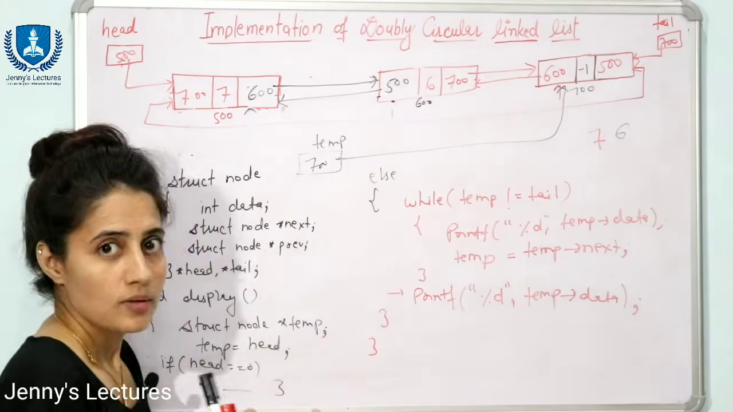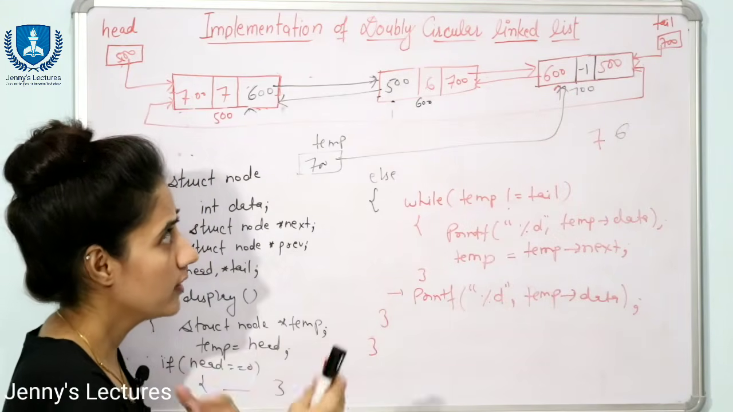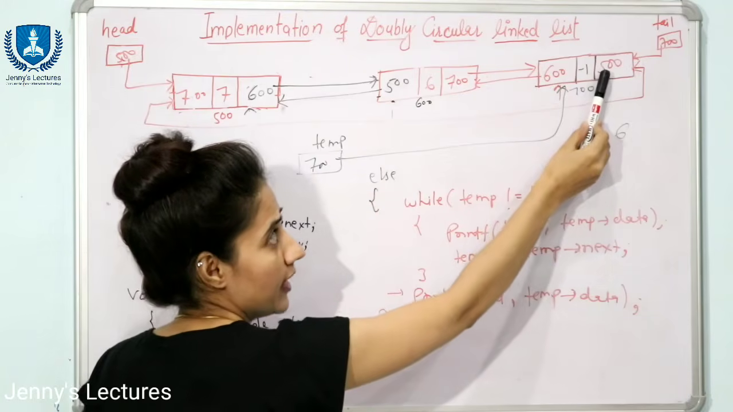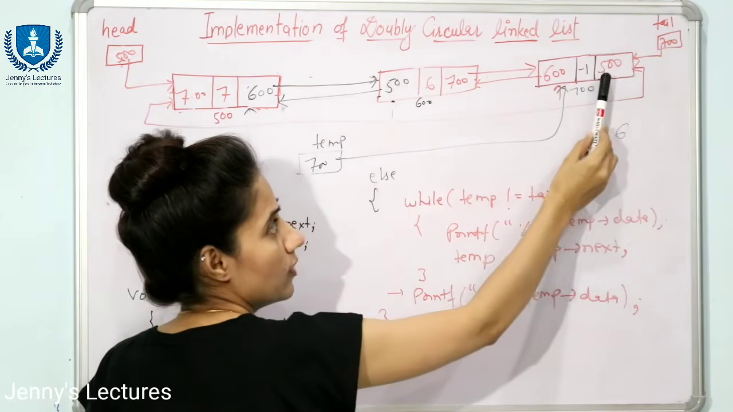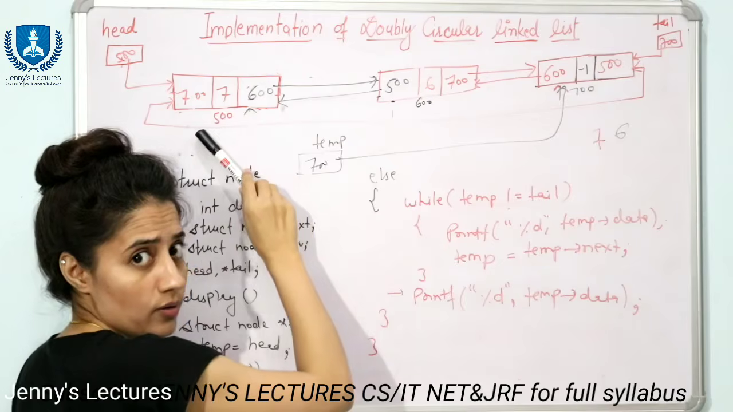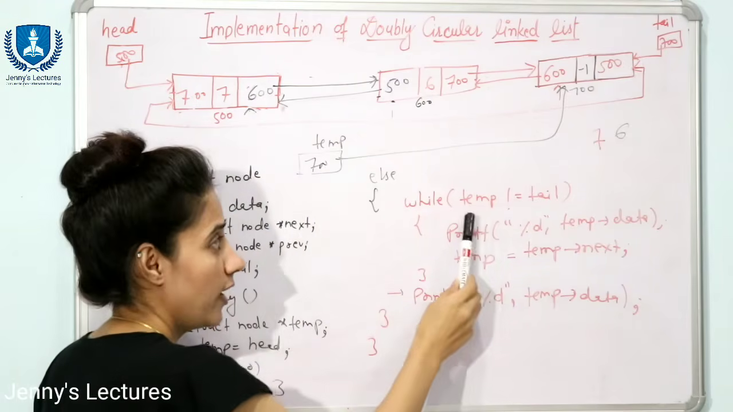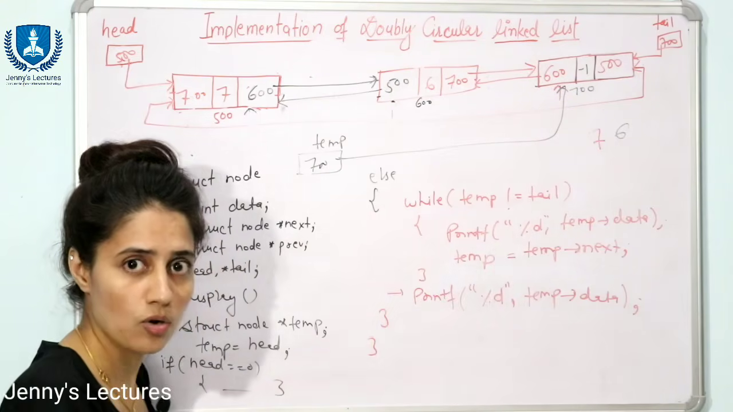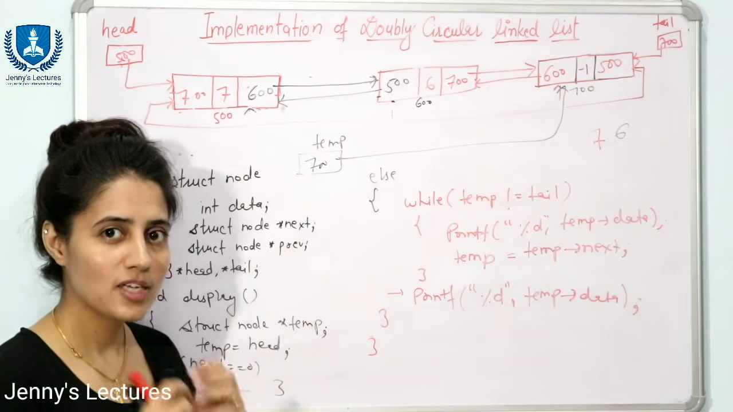Fine. See, in the termination condition, if you don't write this thing, then you can also write a second termination condition. See, temp of next, when temp of next becomes what? This tail of next. Tail of next always contains the address of the first node, right? So it means we have reached the last node. So while temp of next not equal to tail of next, till then we are going to move, otherwise we will stop, right? This condition you can also write. So this is the implementation of a doubly circular linked list.